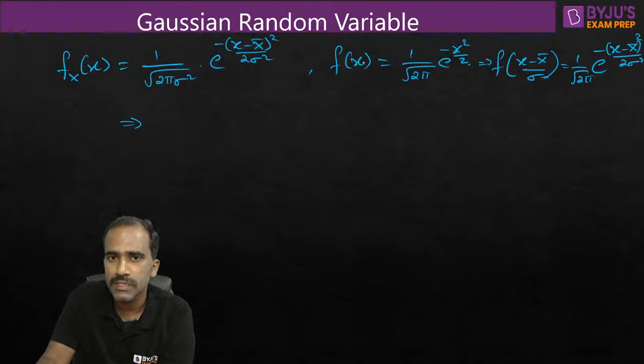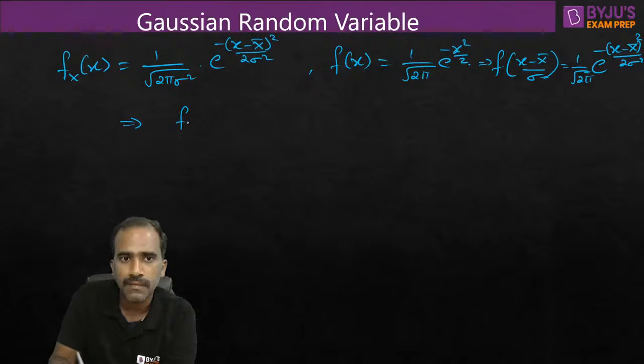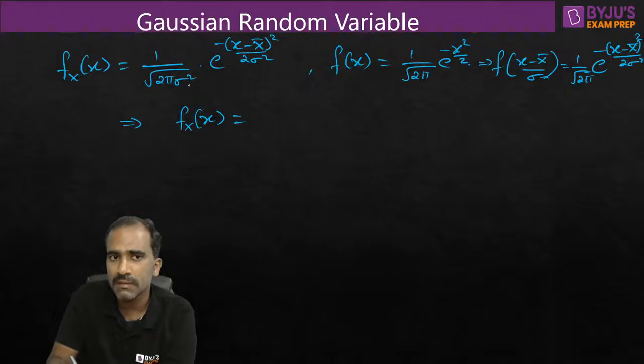I've substituted x with (x minus x bar) by sigma. (X minus x bar by sigma) whole square is the same as (x minus x bar) whole square by sigma square. See this? Are these two the same? No, not exactly the same. The difference is that in fX of x, there is only sigma square that is different. Sigma square is missing. Under root, it is sigma square.